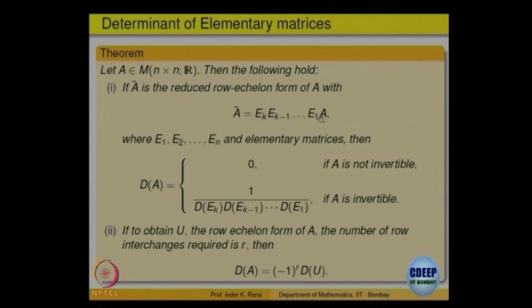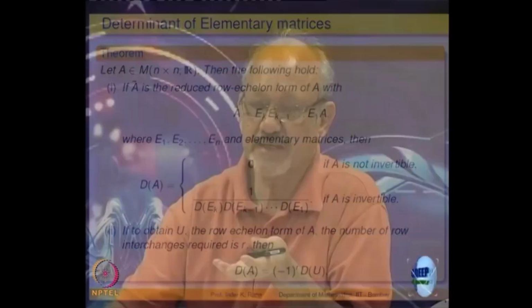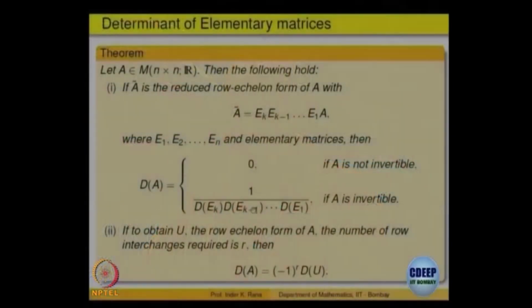Take determinant on both sides, and use the property that the determinant of an elementary matrix multiplied by a matrix is equal to the determinant of the elementary matrix multiplied by the determinant of the matrix. The product property is true when one of the factors is an elementary matrix. So, using that we get this. If A is invertible, then determinant of A is 1 over the determinants of these.